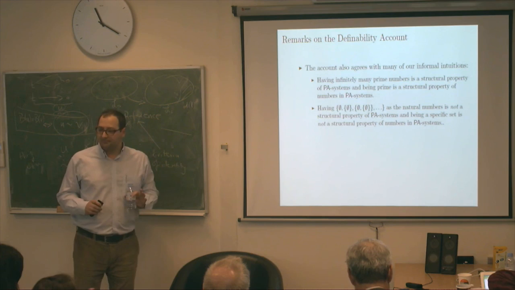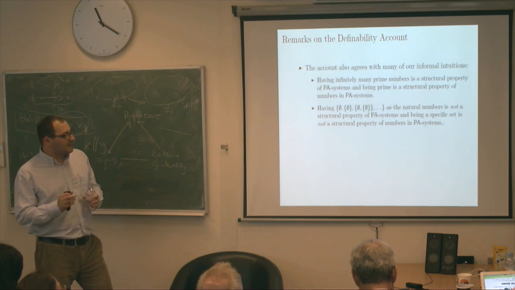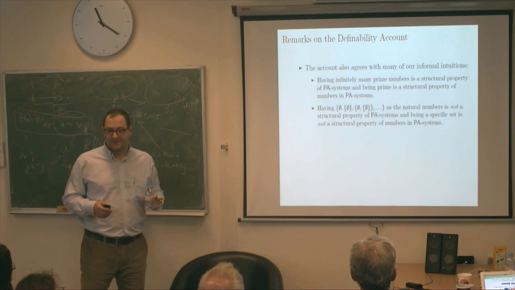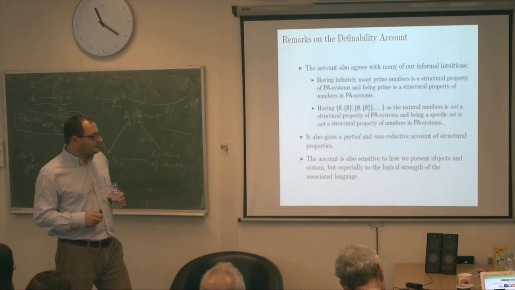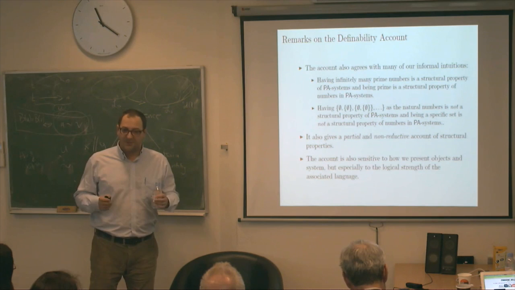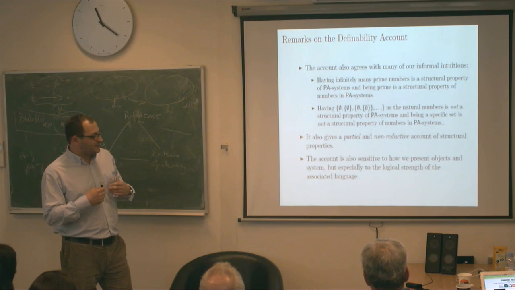Okay, so these are the two proposals. As with the invariance account, these definitions seem to capture quite well our informal intuitions about what these properties are. So here again, all of the Benacerraf examples turn out as structural according to this approach. All of the counterexamples turn out as non-structural. And as with the invariance account, this approach is partial and non-reductive because it has to be specified relative to a given type of objects and relative to a given language in which we describe these objects. So it's highly sensitive to how we represent objects linguistically.